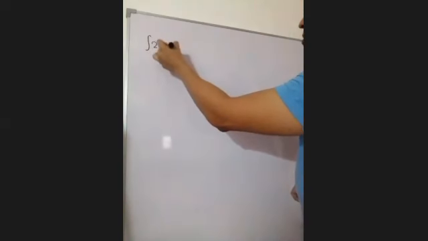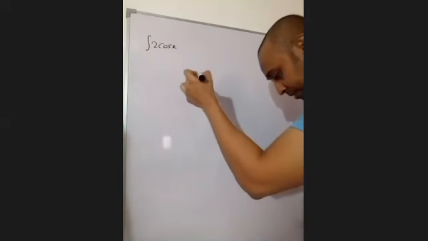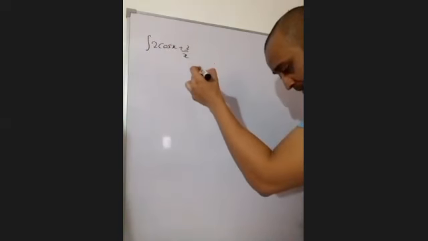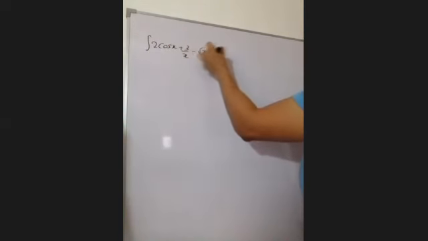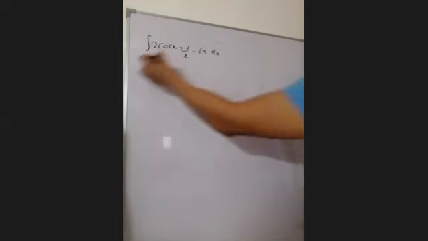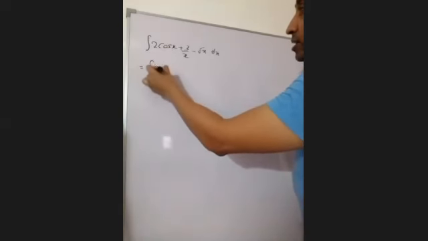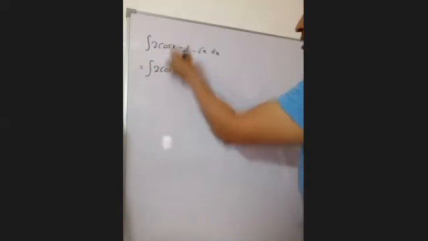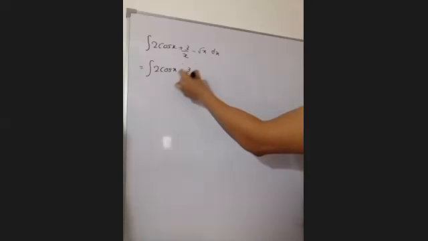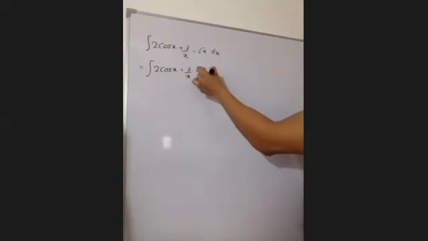Integrate 2 cos x plus 3 over x minus square root of x dx. If you want to do this integration, this is pretty simple. What you need to do is write 2 cos x, and I will adjust this in a way where we can do this integration. I keep 3 over x itself, and minus x to the power half dx.